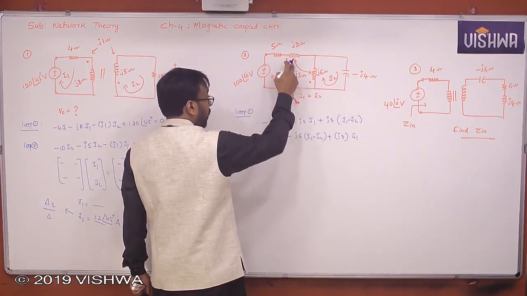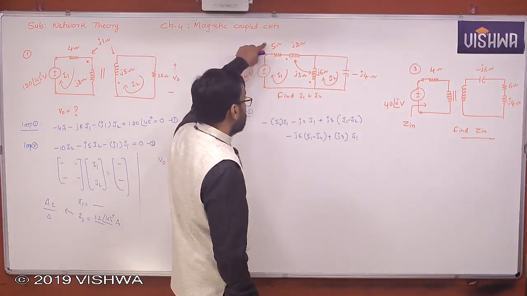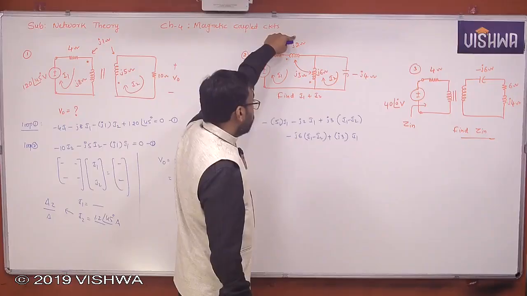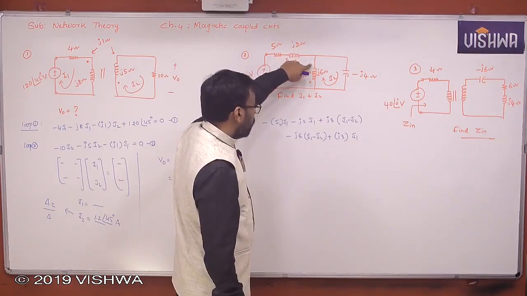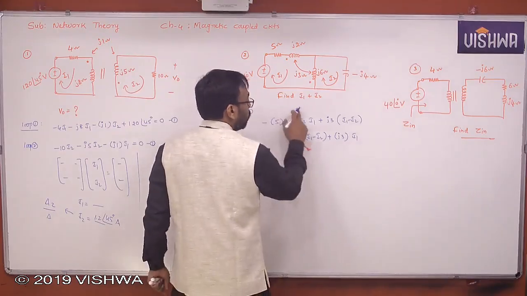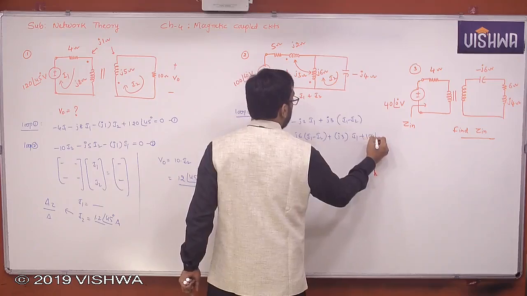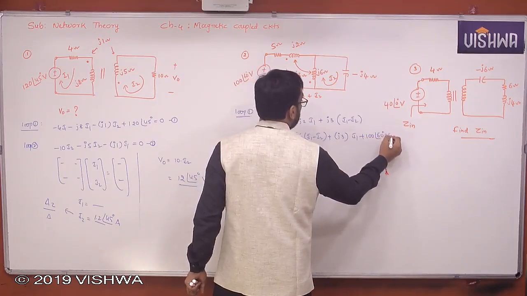Not over. 1, 2, 3, 4, 5, 6. Total 6 terms will come. Because 1, self and mutual. 3, 2, 3, self and mutual. 4, 5, and another term here. Totally 6 terms. So 1, 2, 3, 4, 5, 6. Now the plus 100 at an angle of 60 is equal to 0. Equation.